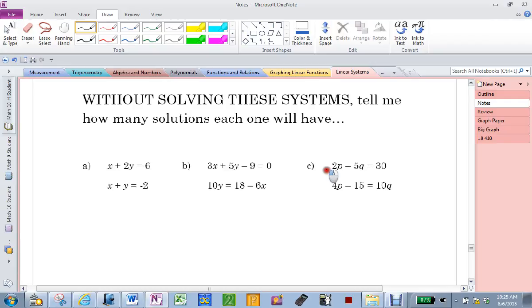If they're parallel, how many solutions? None. If their slopes are different, how many solutions? One. If the line is the same, how many solutions? Infinite. So go. You guys know how to check slopes and check if they're the same line. Go.